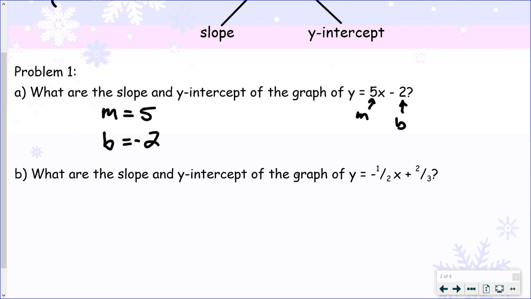So on this one, the slope is -1/2. So that means this line's leaning to the left. The previous line was leaning to the right. And the y-intercept is 2/3. That's all you got to do. Pretty simple.